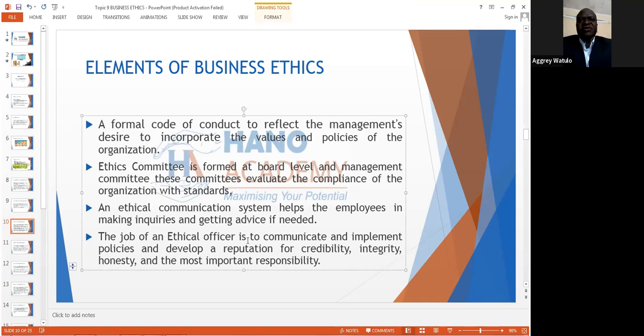Then the job of an ethical officer is to communicate and implement policies and develop a reputation for credibility, integrity, honesty, and the most important, responsibility. So there should be an ethical officer to communicate and implement policies and develop a reputation of credibility and integrity, honesty, among other things. There should be an ethical officer who coordinates these activities of reputation, credibility, integrity, and honesty. So the company or organization should come up with such a position.